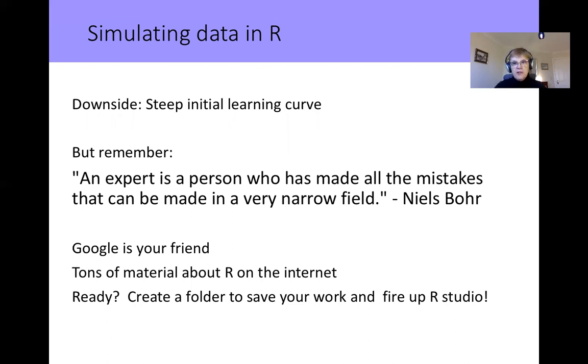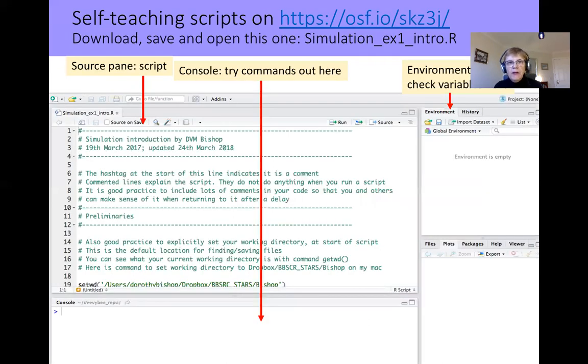So what I'm going to suggest is that you create a directory or a folder on your computer to save your work, and you should have RStudio and R installed. So just double click on RStudio to fire it up, and we'll try and do a little bit in R. What you should see, I've suggested that you should have downloaded and saved a script from Open Science Framework, which is a little introductory script that I wrote to get you going on simulations.